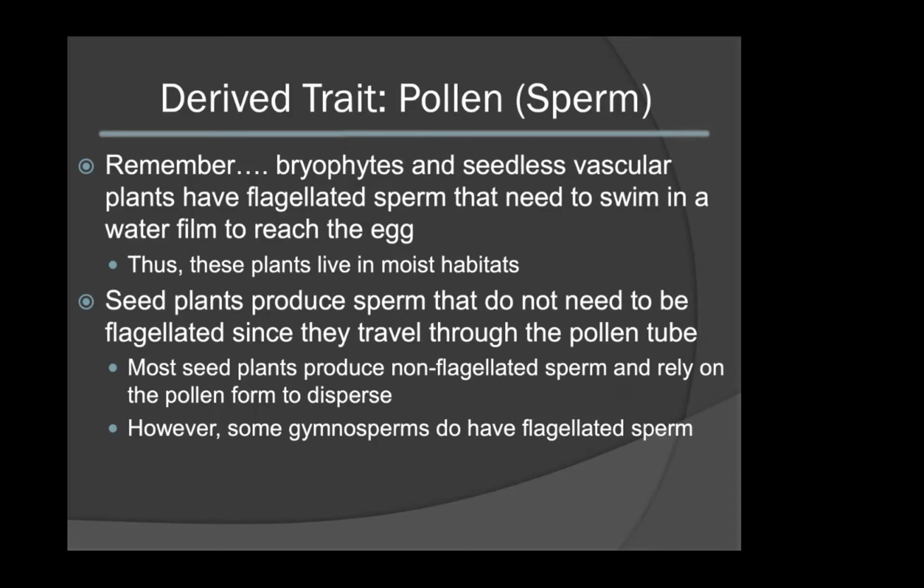Seed plants, however, produce sperm that do not need to be flagellated. This is because they can easily travel through the short pollen tube. As a result, most seed plants produce non-flagellated sperm and rely heavily on the pollen form as a mode for dispersal for the plant. However, some gymnosperms do retain the presence of flagellated sperm.